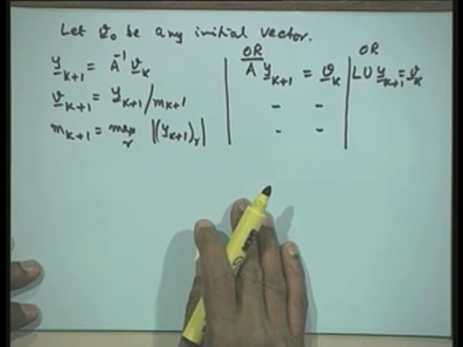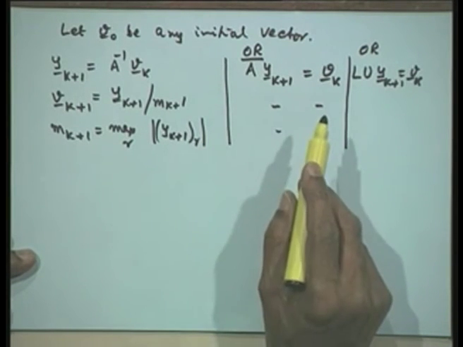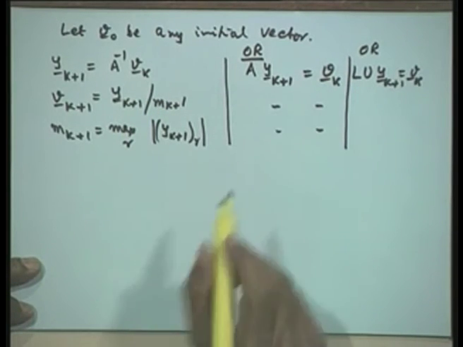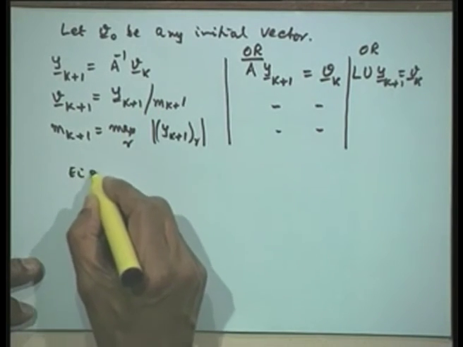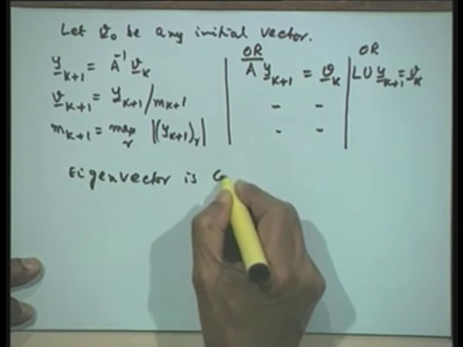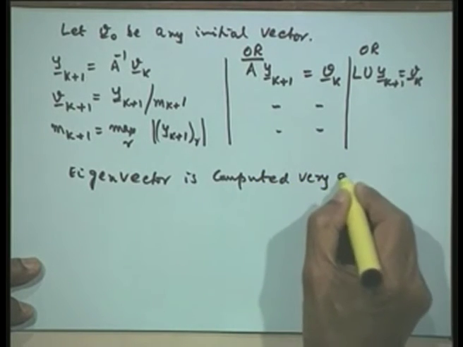It was also shown that the inverse power method is most powerful to get the eigenvector very accurately. That means the eigenvector in this particular case comes out very accurately. Eigenvectors are computed very accurately.